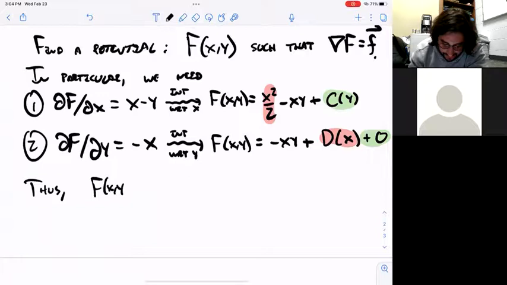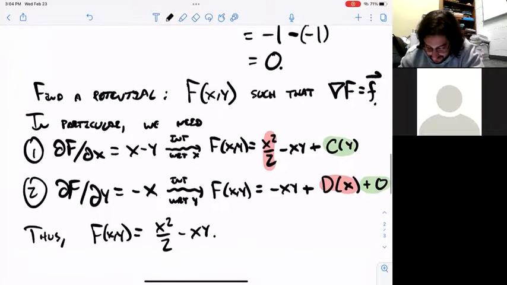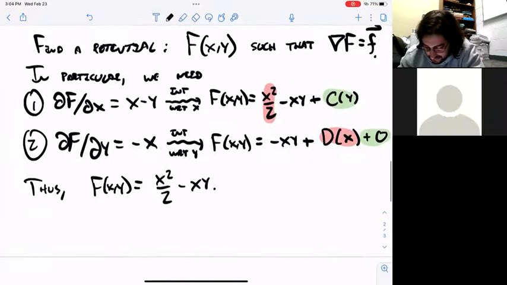F of x, y equals x squared over 2 minus xy, and that's it, right? You don't need anything else. This function will have the right partial with respect to x and the right partial with respect to y, and you can check those, right? You can do those calculations. You can verify that the gradient of this function equals the original vector field, right? So there we go. We found a potential for that vector field.